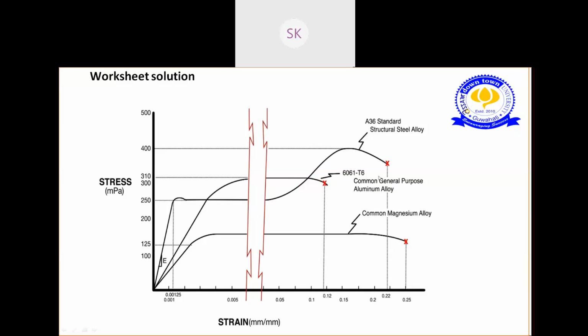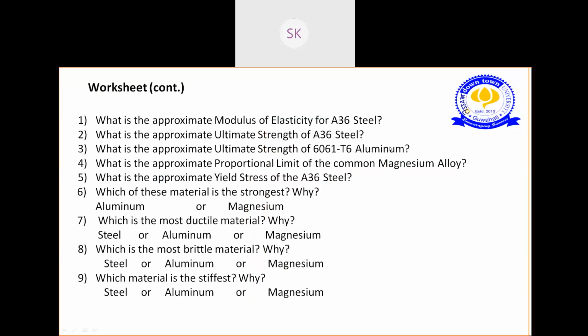Clear? Next, I have been asked to find the ultimate strength of aluminium. Which one is our aluminium? This one. This one is our aluminium. So from this point it is necking down. So this point will be your ultimate stress. So I got 310 as my ultimate strength for aluminium.